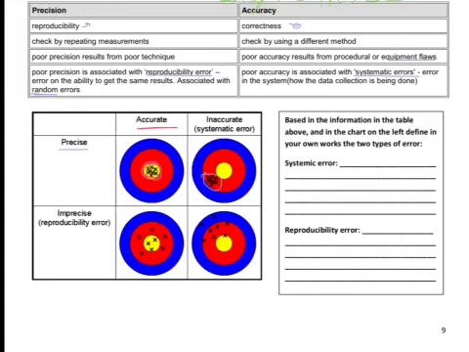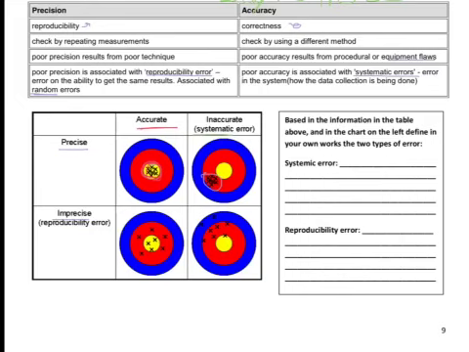Now I can be precise. I can hit the same area over and over again and have it not be the correct area. So this is precise but inaccurate. So this is your systemic error. There is something wrong in the way I am shooting my arrow or throwing my dart, that I am hitting it in the same place over and over again precisely, but I am hitting it in the wrong place, in the inaccurate place. Now I can be imprecise and accurate.